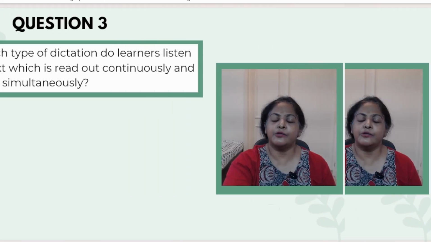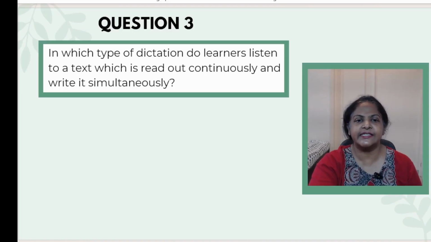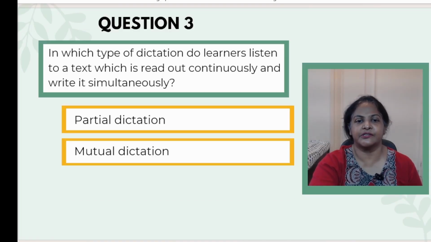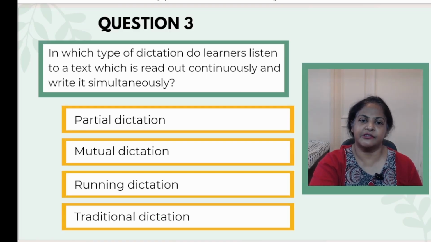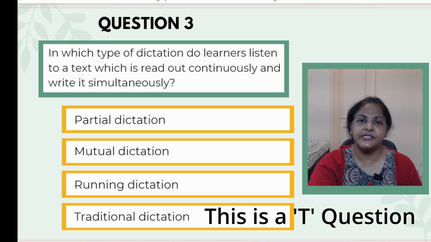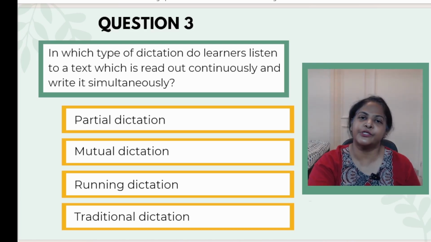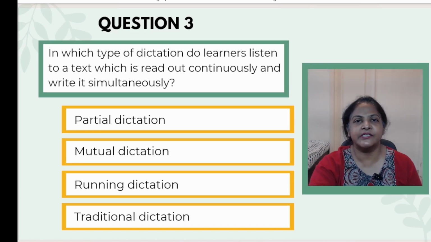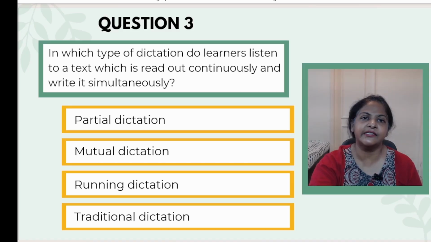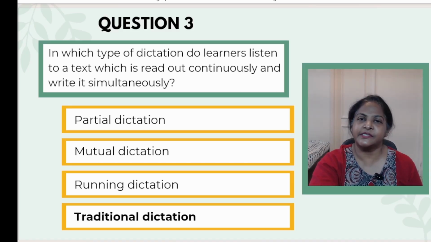Let's move on. In which type of dictation do learners listen to a text which is read out continuously and write it simultaneously? Partial dictation, mutual dictation, running dictation, traditional dictation. Pause the video out here, answer this question, and then I will explain what it is that I have used. So this is a T question. What type of dictation is clearly being asked? And the classroom situation has been given because the learners are listening to the text and they are writing it simultaneously. Listening, writing. So this is a traditional dictation.